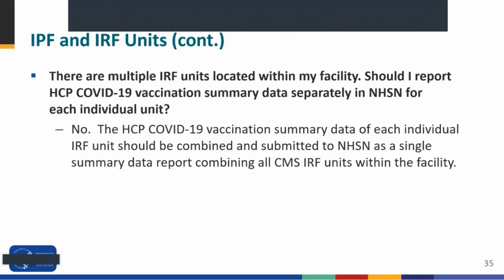Another question is, there are multiple IRF units located within my facility. Should I report COVID-19 vaccination summary data separately in NHSN for each individual unit? In this case, the answer is no. The healthcare personnel COVID-19 vaccination summary data of each individual IRF unit should be combined and submitted to NHSN as a single summary data report, combining all units within the facility.